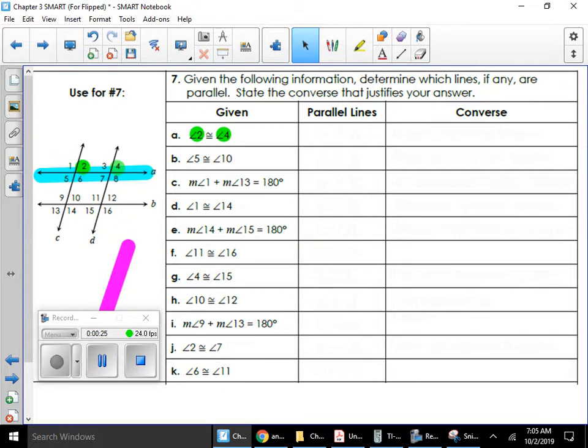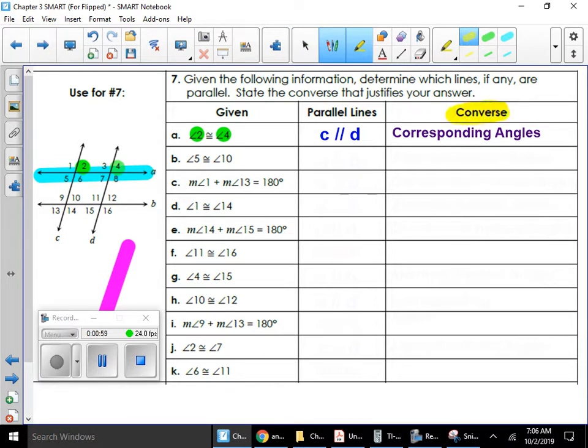Identifying the transversal will help you find the parallel lines in a more complicated diagram. Remember, a transversal is a line that cuts through two or more other lines. So in this picture, what does A cut through? Both C and D. So having 2 and 4 as my congruent angles tells us that C and D are our parallel lines. Remember that notation there, the 2 slashes for parallel. The reason I can say that those lines are parallel is because 2 and 4 are corresponding angles. I'm using a converse here, the corresponding angles converse.